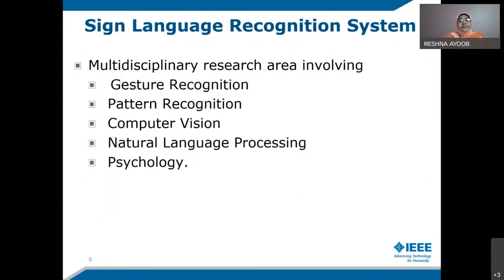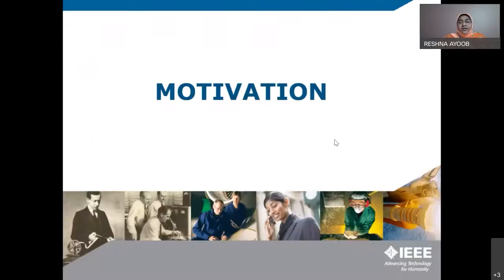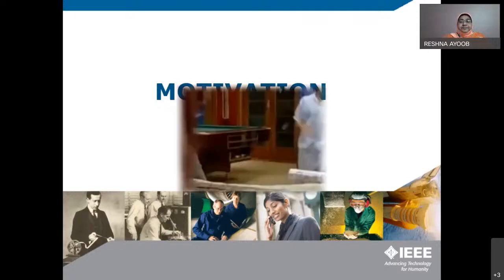It is a multidisciplinary research area involving gesture recognition, pattern recognition, computer vision, natural language processing, and psychology. And this is a wide area. Here today, I am giving some insight into this sign language recognition system. I'm not going into the depth of all this. I am giving the basic idea of all. What motivated me to do this project? Just see a video.